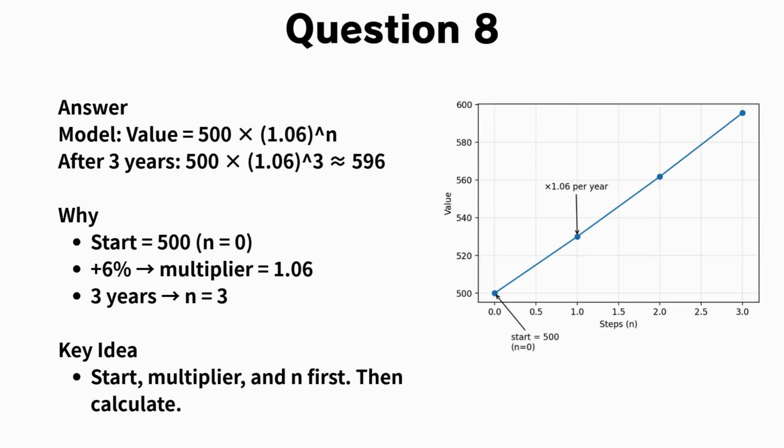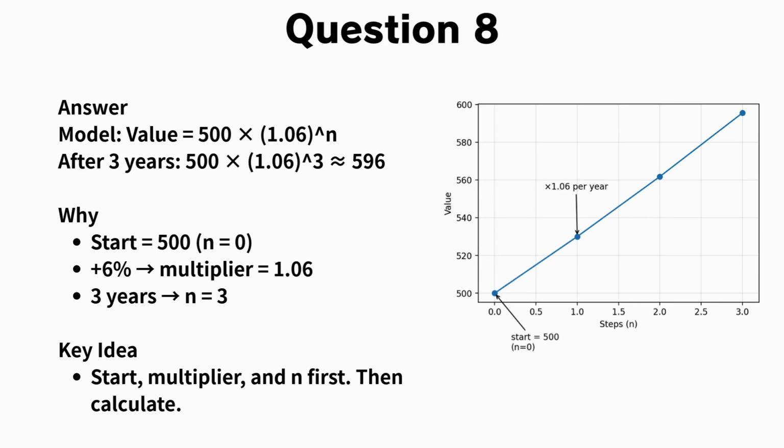Now, let's go through the solution step by step. We are told that the population starts at 500. That means when the step number n is 0, the value is 500. Next, the problem says the population increases by 6% each year. An increase of 6% does not mean add 6. It means we multiply by 1.06 each step. So the multiplier in this situation is 1.06.